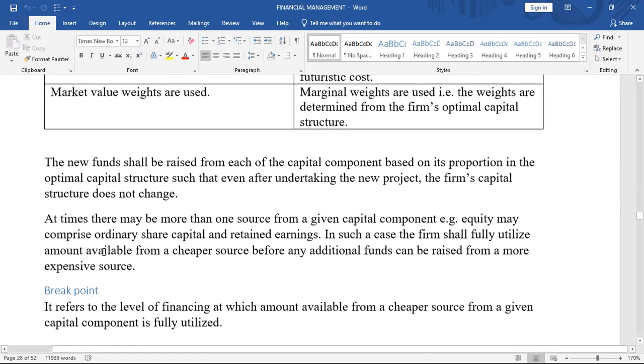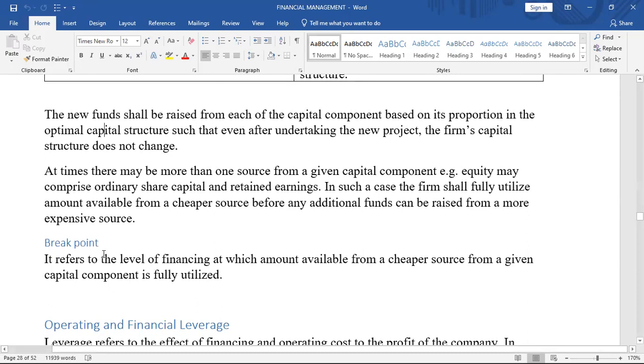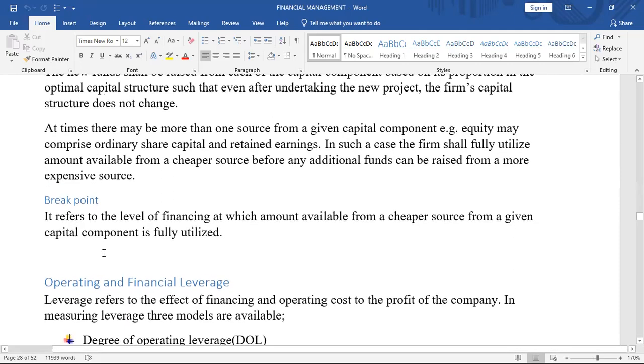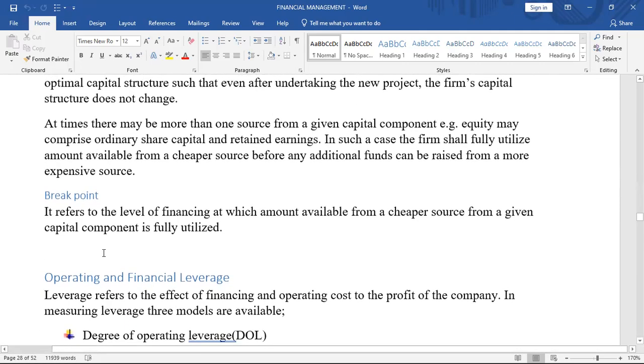Now, the new funds shall be raised from each of the capital components based on their proportion in the optimal capital structure, so that even after undertaking the new project, the firm's capital structure does not change. At times there may be more than one source from a given capital component, and that arises when it comes to equity. Equity may comprise ordinary share capital and retained earnings, and in such a case, the firm shall fully utilize the amount available from a cheaper source before any additional funds can be raised from a more expensive source.